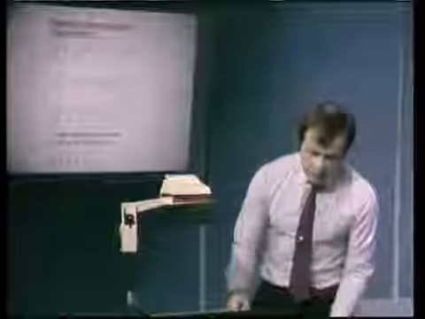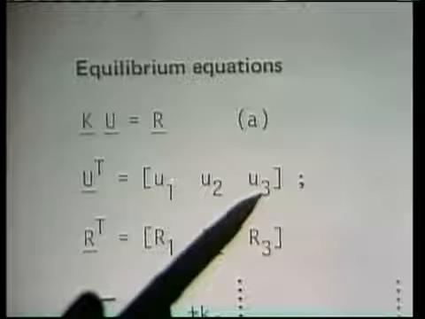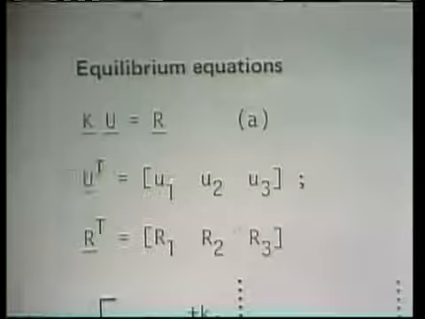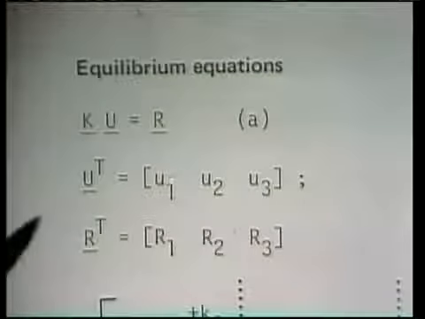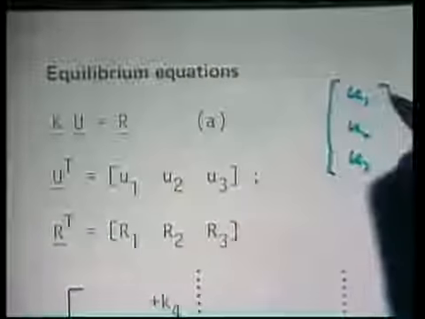Well, if we look at these equilibrium equations, we notice that our U vector, this vector U here, contains U1, U2, and U3 as the unknowns. Notice this T here, this superscript T, means transposed. The actual vector U actually looks this way, U1, U2, U3.